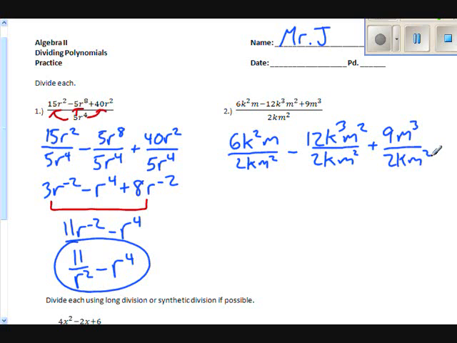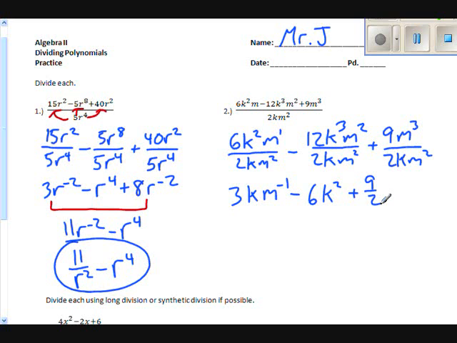So again, I divide the coefficients, subtract the exponents. So it's going to be a k to the first, and I don't have to write the 1. Here it's going to be, that's m to the first, so that's going to be an m to the negative first. Minus, this is going to be a 6k squared. Here I subtract the exponents, that's going to give me an m to the 0. Anything to the 0 power is 1. I don't need to put a 1 in there. Plus, here that's going to be 9 halves.